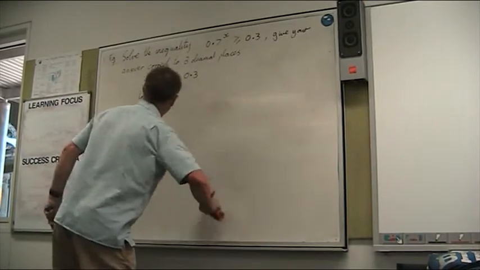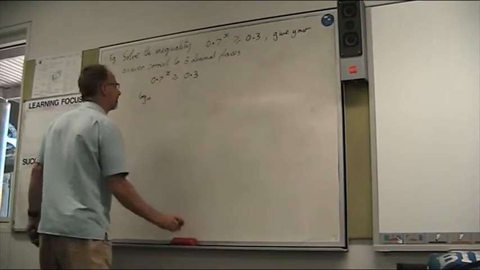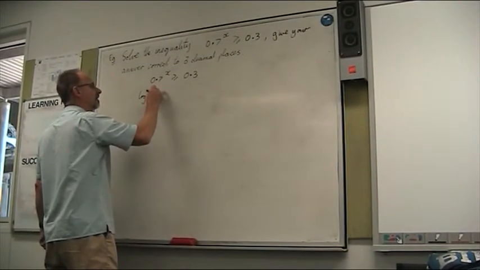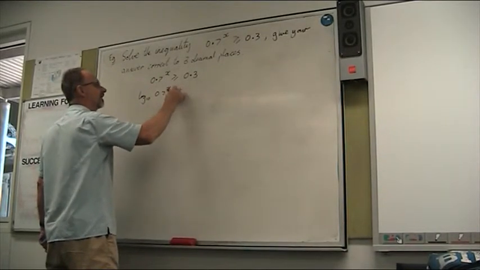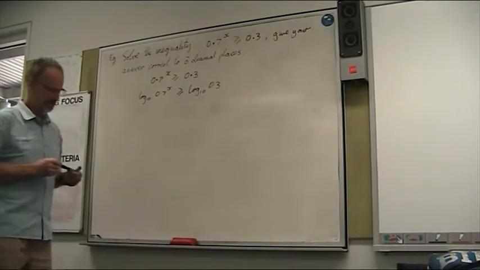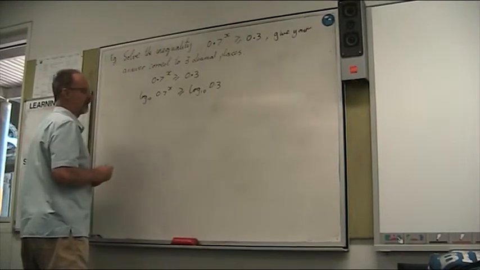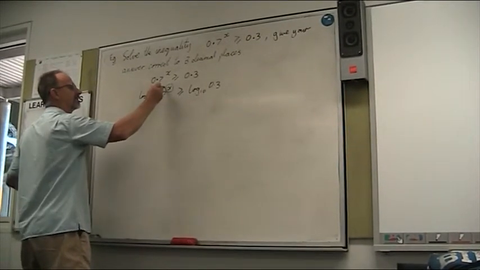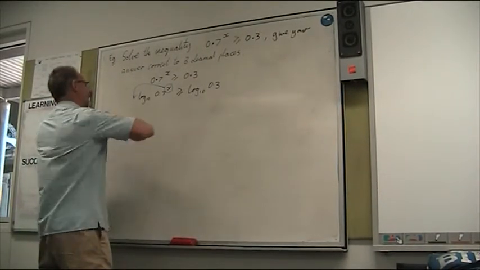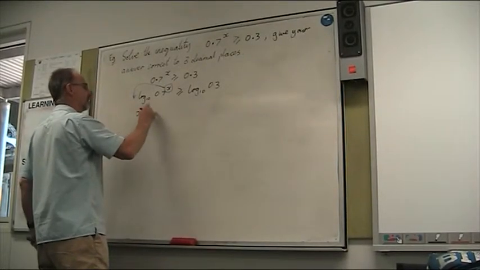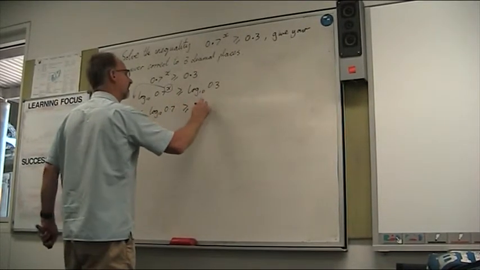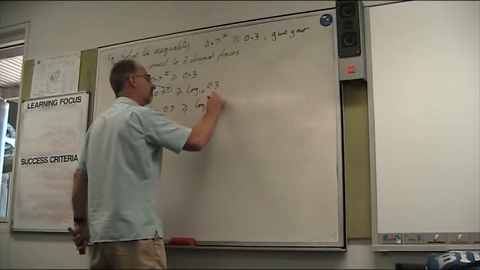So for convenience, just choose log to the base 10, because in the end we're going to use our calculator because it asks us for 3 decimal places. So log base 10 of 0.7 to the x is greater than or equal to log to the base 10 of 0.3. Why do we do that? Because we've got that log law that says you can take that index and put it out the front. So the next line down we've got x times log to the base 10 of 0.7 greater than or equal to log to the base 10 of 0.3.